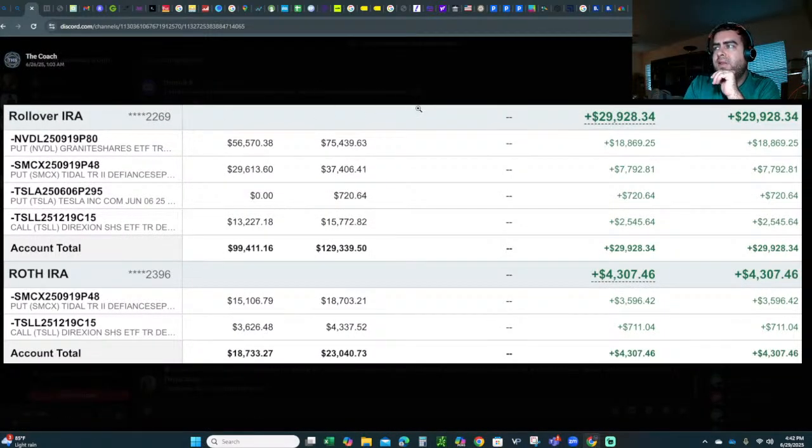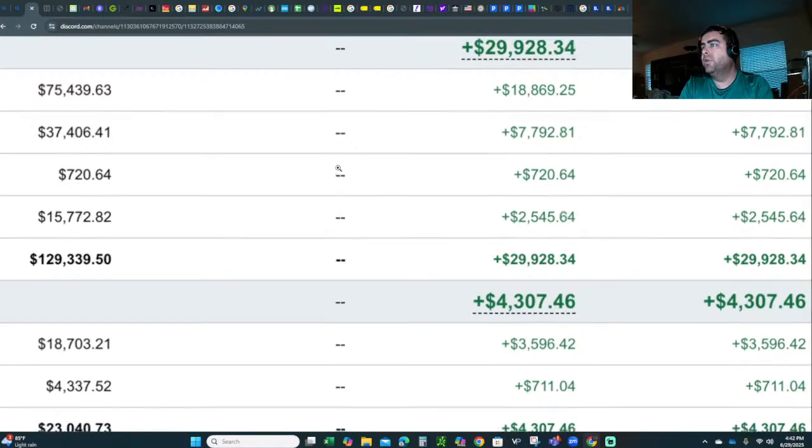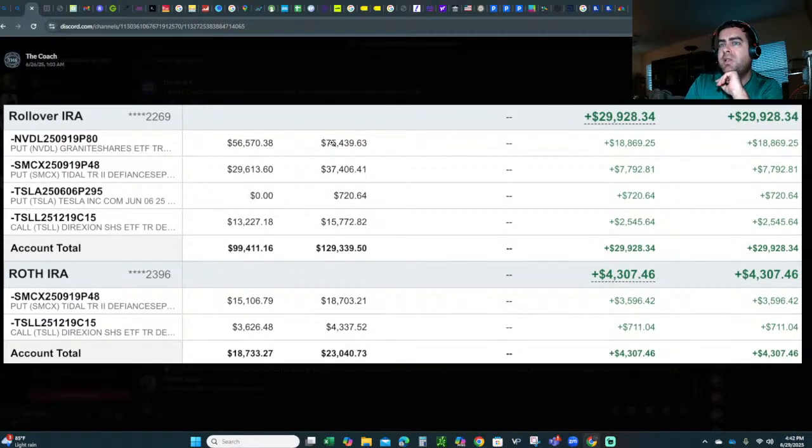So this is the Fidelity account. This is what I made on Thursday. Believe it or not, wow, I lied. My biggest trade was not that $18,500 one. It was this one right here, this 18,869. Wow, I didn't even realize that. I thought it was like 16,000. Basically, because I sold 75,000 worth of premium, I bought back 56,000 worth. The difference is 18,869. And then with SMCX, the difference here was 7,800 because I did a $48 strike, so I was more in the money.